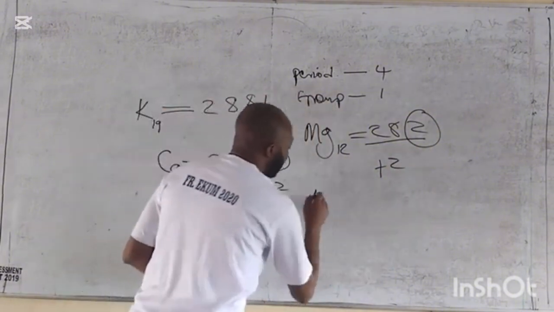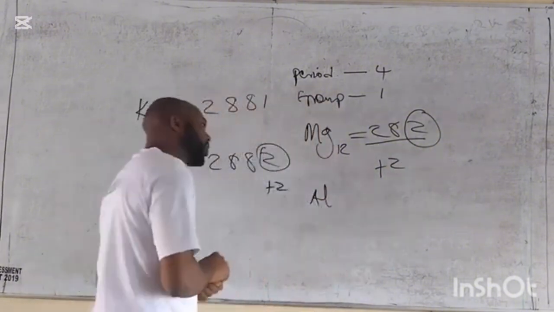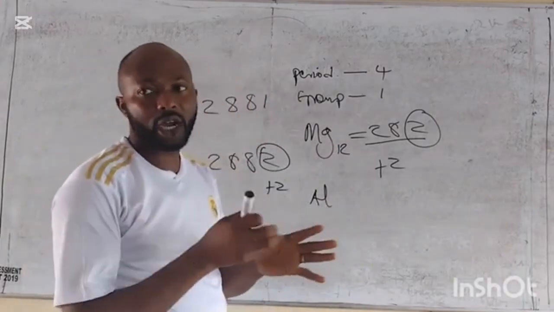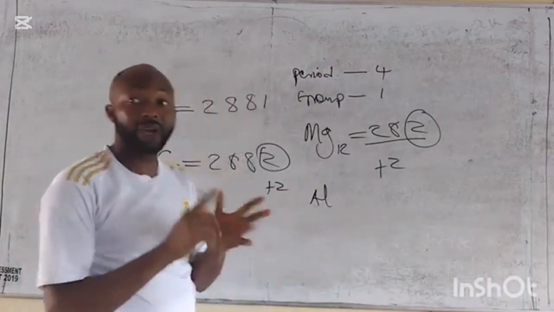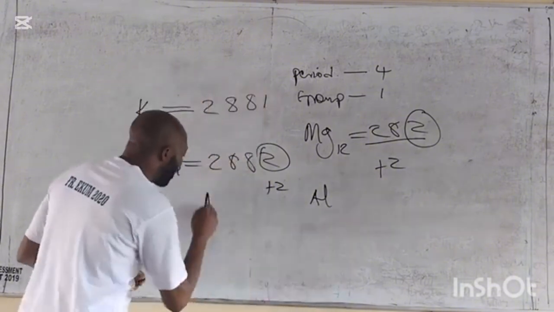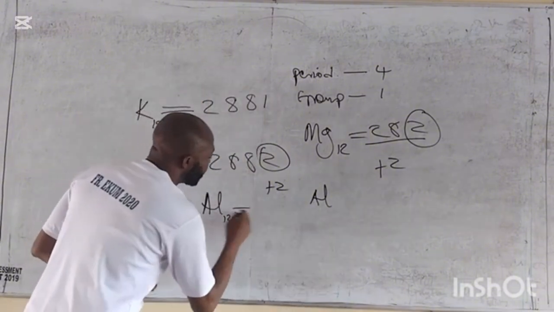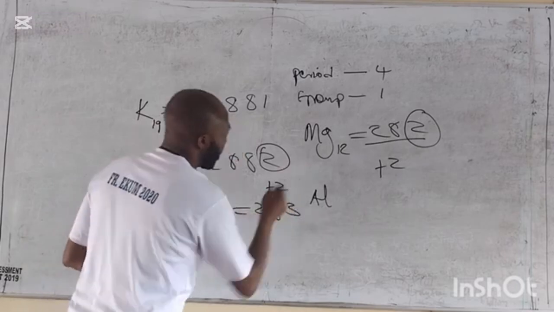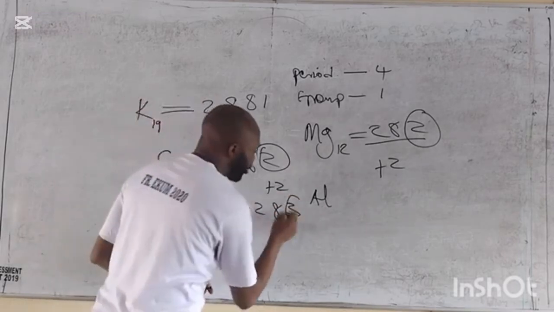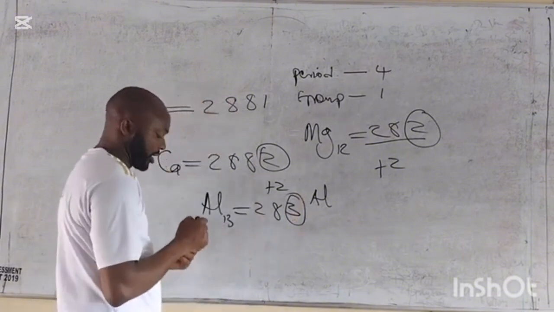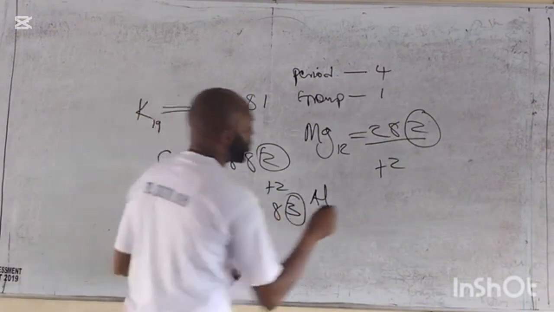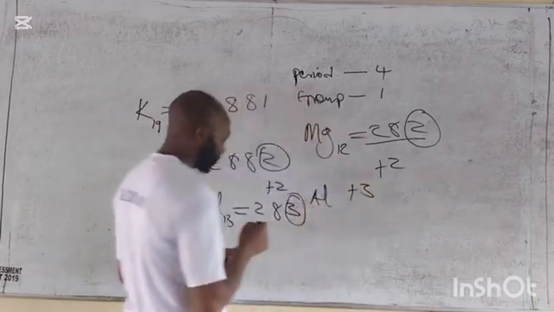Aluminium. What is the atomic number of aluminium? Hydrogen, helium, lithium, beryllium, boron, carbon, nitrogen, oxygen, fluorine, sodium, magnesium, aluminium. That's 13. So aluminium, which is 13, is 2,8,3. It is found in period 3, because there are 3 shells, and it is found in group 3 because it has 3 electrons in its outermost shell. So the valence state of aluminium is +3.